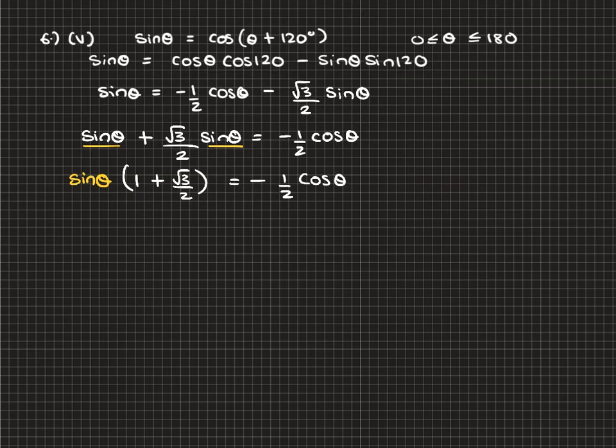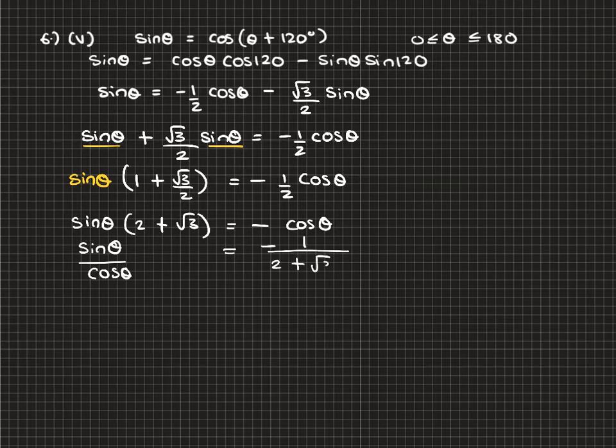Now to simplify everything, I might multiply across the whole thing by 2. So that gives me sine theta (2 plus root 3) equals negative cos theta. I'm going to divide by cos theta, so I've got sine theta over cos theta on the left-hand side. And I'm also going to divide by 2 plus root 3. So on the right-hand side, I've got negative 1 over 2 plus root 3. Now, sine theta over cos theta is tan theta, so I then end up with tan theta equals negative 1 over 2 plus root 3. We can then use arctan to find a value of theta, and this gives us negative 15 degrees, which is out of range.